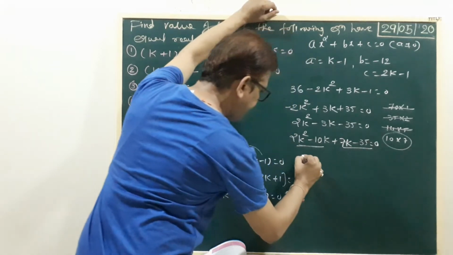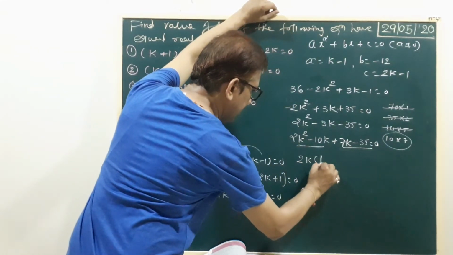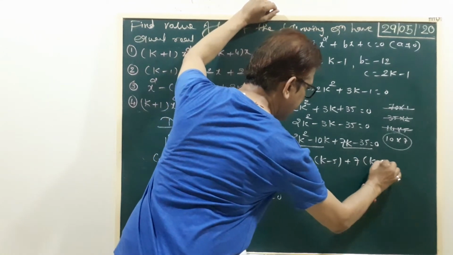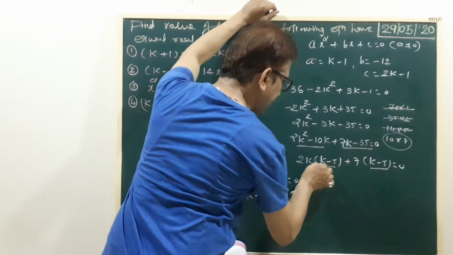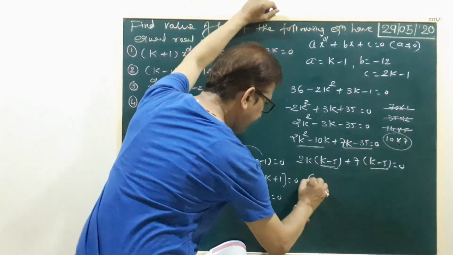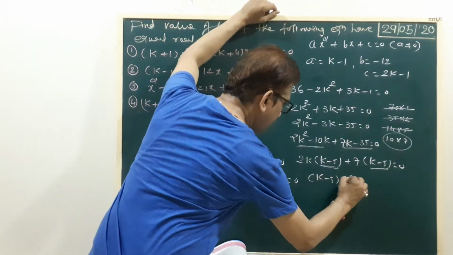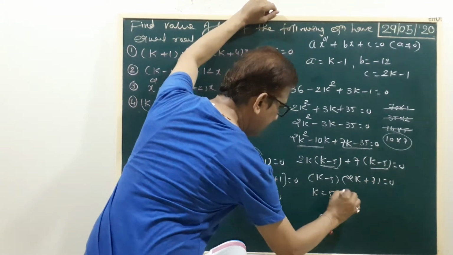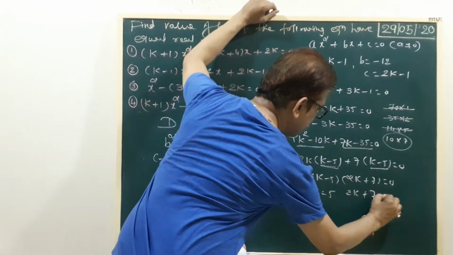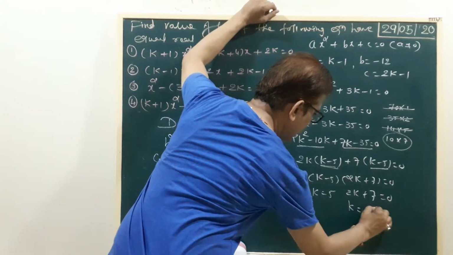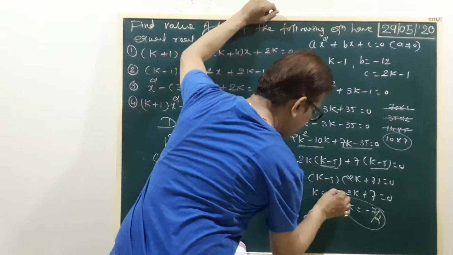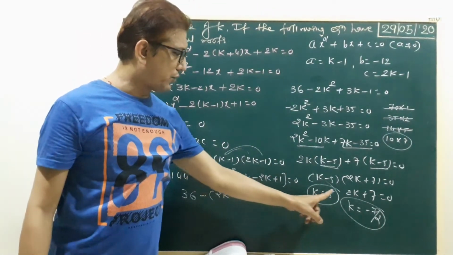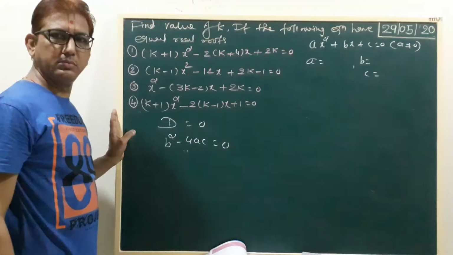Now 2k is common: 2k into (k minus 5). Plus 7 is common, again (k minus 5). Here always the same bracket, k minus 5, k minus 5, okay? So (k minus 5)(2k plus 7) equal to 0. So k equal to 5, and 2k plus 7 equal to 0, so k equal to minus 7 by 2. Is that clear? Okay, done it? k equal to 5 and k equal to minus 7 by 2.